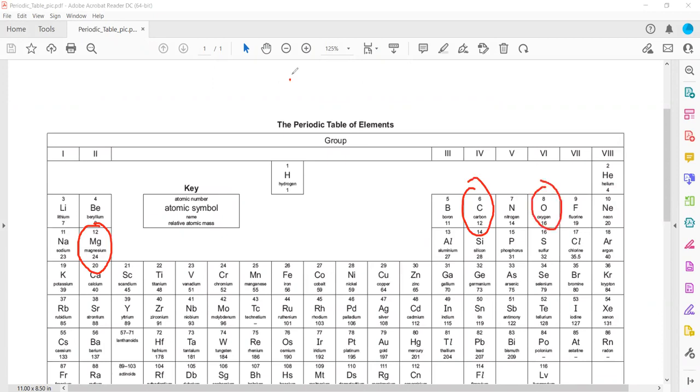So it will be MgCO3. So magnesium is 24 plus carbon is 12 plus oxygen is 16 multiplied by 3. So 16 multiplied by 3, that will be 48. 48 plus 12, 60, and 60 plus 24, that will make 84, not 74. So the relative molecular mass or the formula mass is 84.